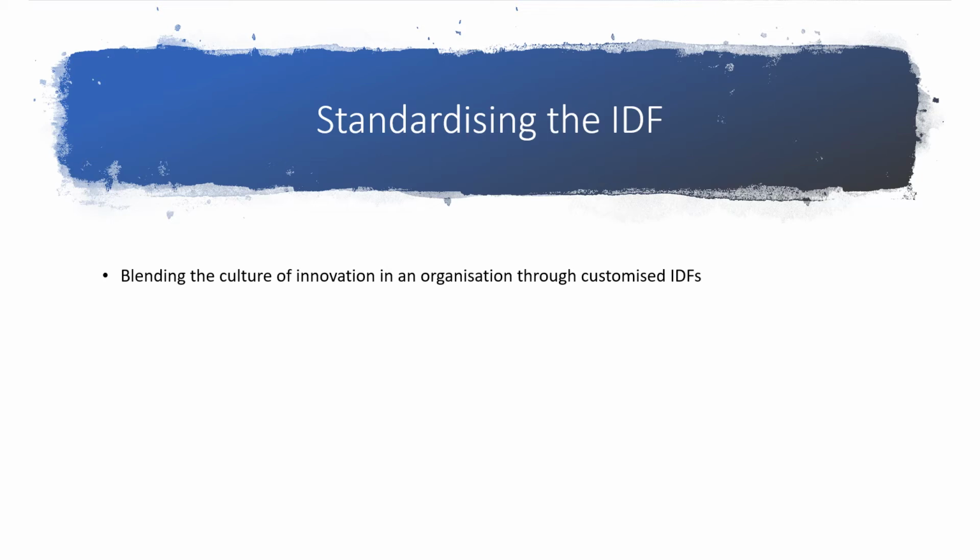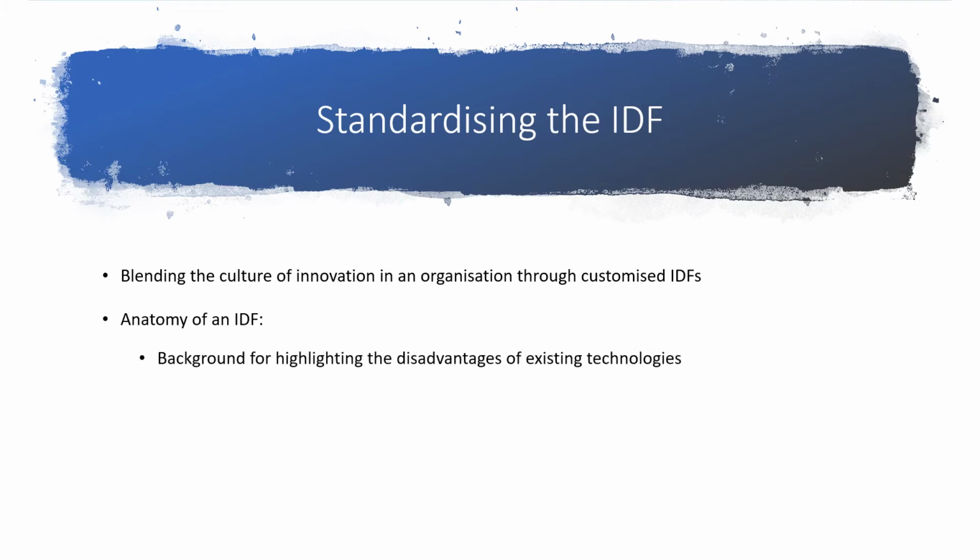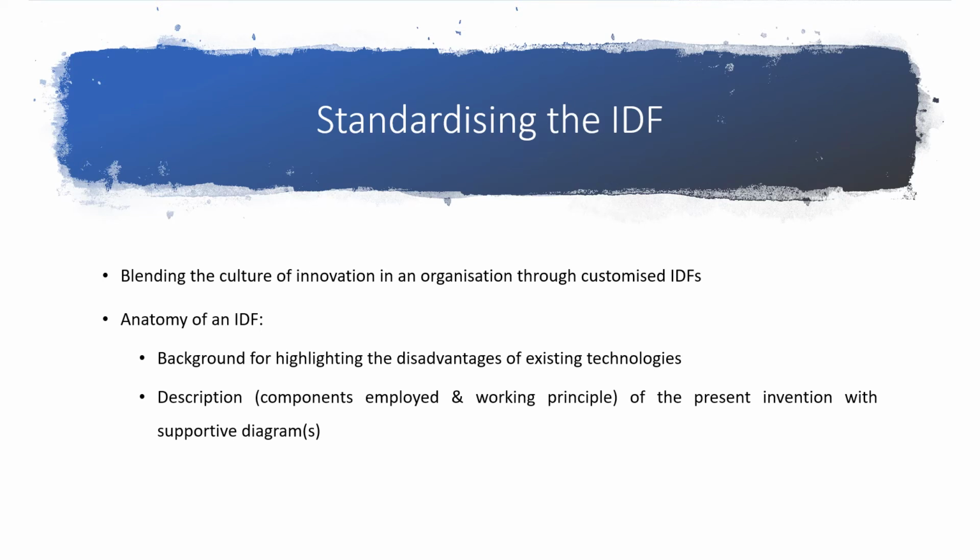The important parts of an IDF are a background section to highlight the disadvantages of the existing systems, a description of the invention which involves all the components which may be used in the invention as well as the working principle. The written description may be supported with a few diagrams of the product or process for easy understanding and representation. The IDF can be concluded with some key advantages of your invention as to how it is capable of bringing out a change in the market.